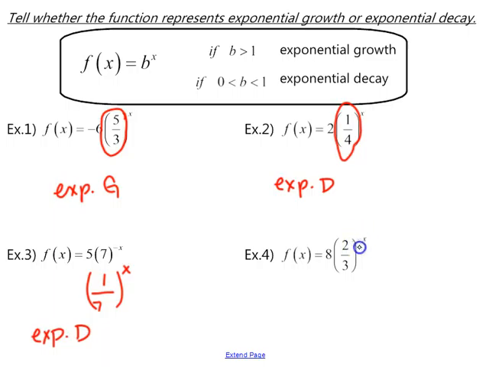Example 4, again, we have that negative exponent, so we need to take the reciprocal, 3/2, to make that exponent positive. And so now 3/2 is greater than 1, so we have exponential growth.